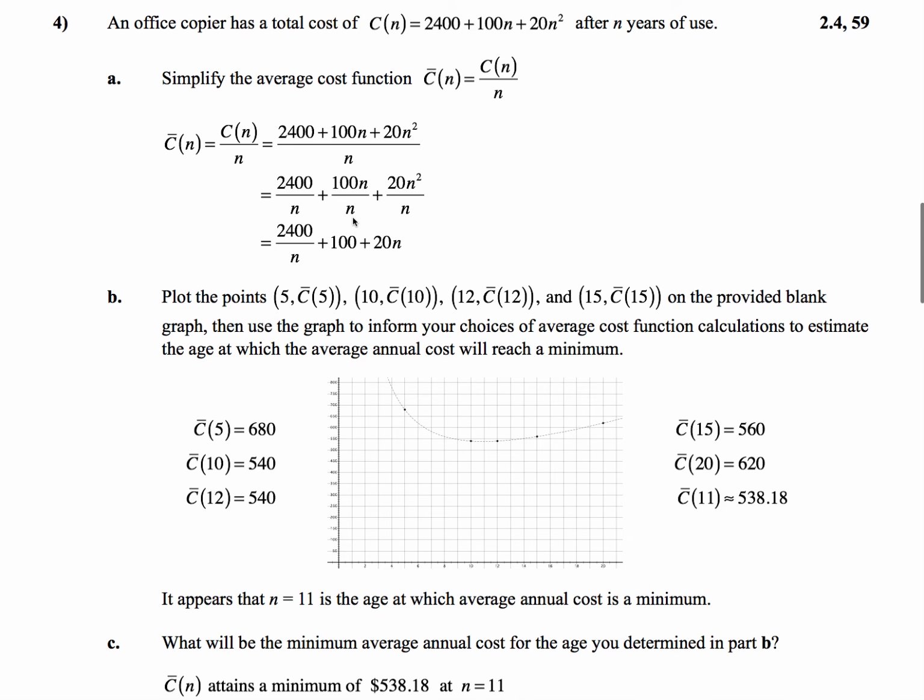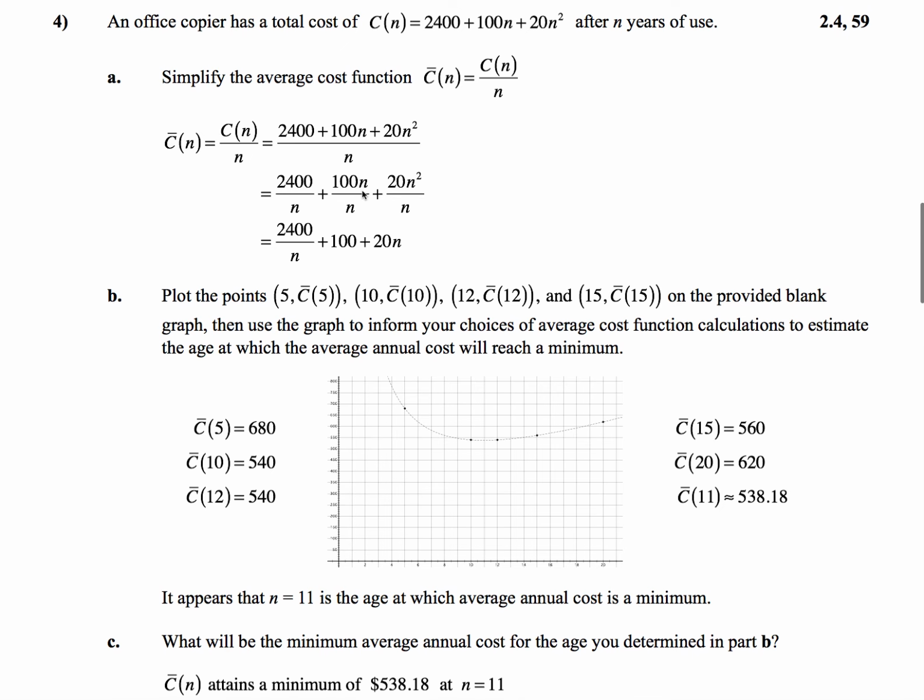And in the middle fraction, the n's cancel multiplicatively, so we're left with 100. And in the 20n squared over n, remember this is n times n, so one of those n's cancels with the denominator multiplicatively, and we end up with 20 times n. So this is the average cost function requested in part A.